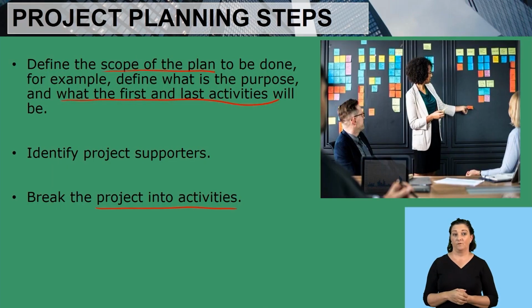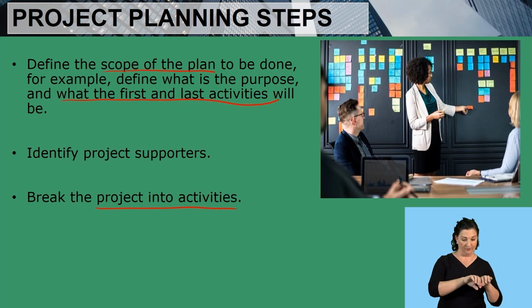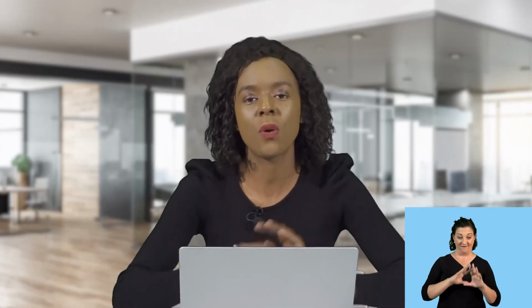Break the project into activities. After identifying the supporters, we need to make sure that we break the project into activities. We cannot do the project all at once. We have to break it into small, achievable steps that we are going to do step by step in order to reach the end goal, which is starting a business.